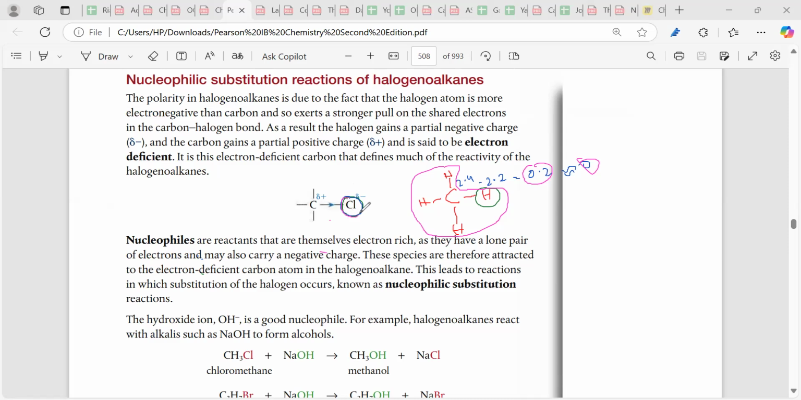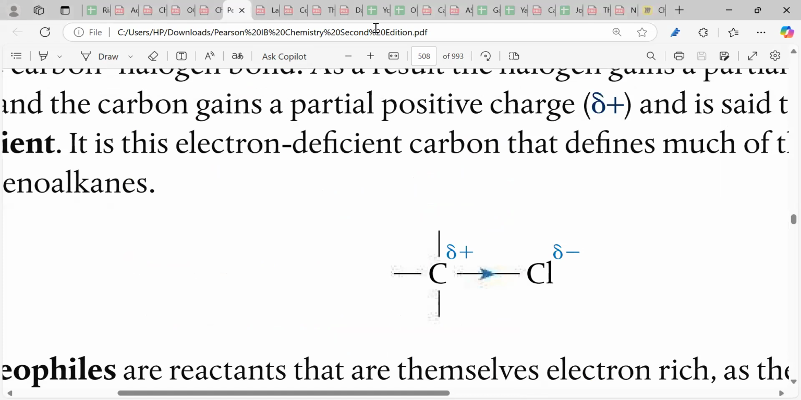This halogen is an electronegative element, right? So it pulls the electron cloud away from carbon, making it delta negative and making the carbon delta positive, right? Clear? And tell me one thing, who will be getting attracted to the delta plus area? Electrophiles or nucleophiles? Tell me. Electrophiles. So electrophiles will be getting attracted towards this. Is it clear? Got it? Understood.